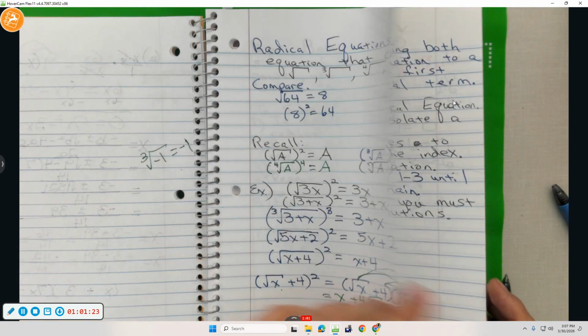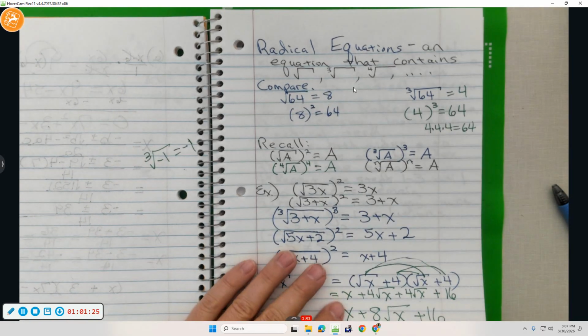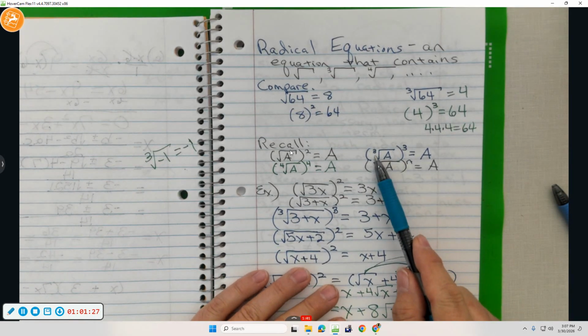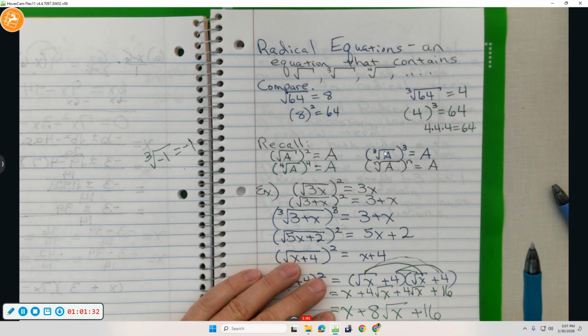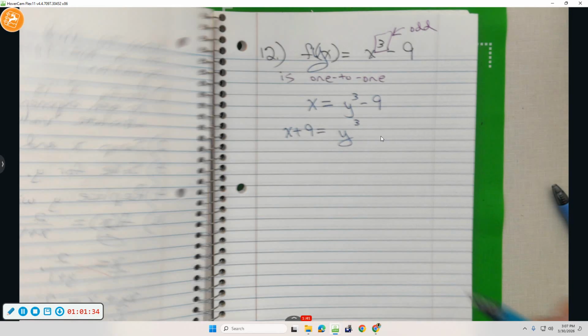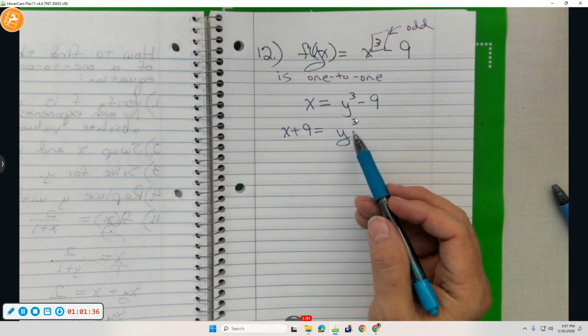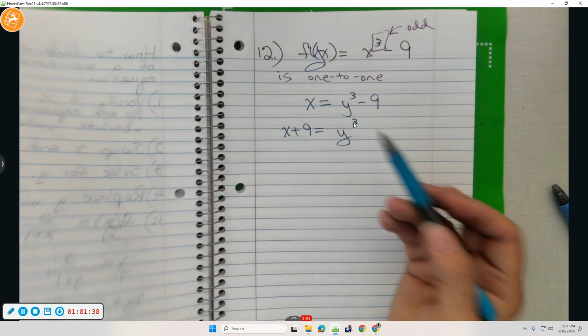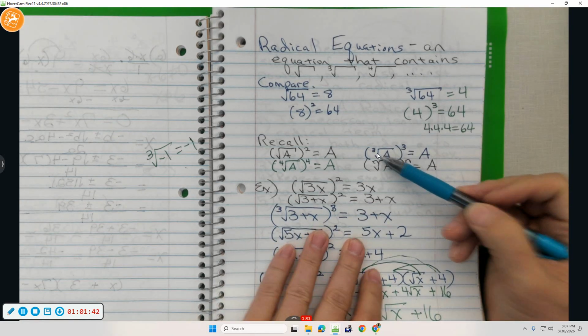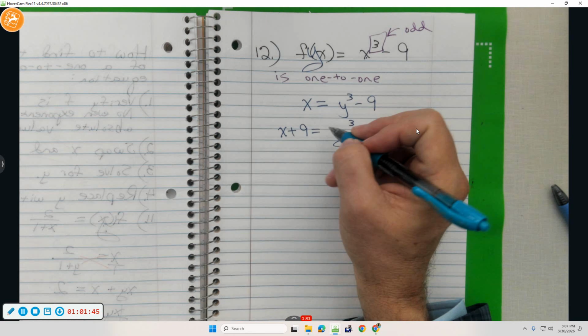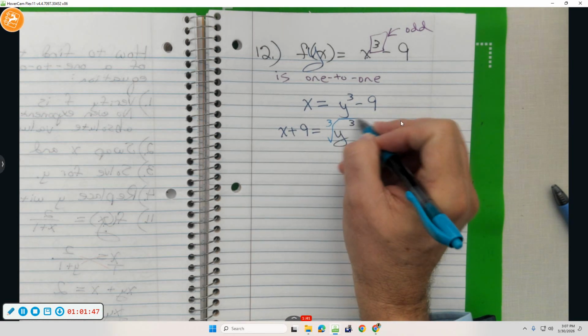Let's see. There it is. What undoes a cube root? Like a square root undoes a square. Oh, wait a minute. I was going the wrong way. I answered what undoes a cube root. What undoes a cube? Well, a cube root. I was going the wrong direction. A cube root.